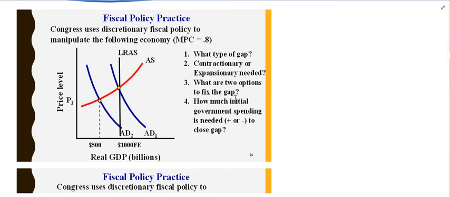So let's say that Congress uses discretionary fiscal policy to manipulate the following economy. The MPC is 0.8. Okay, so the first thing that it asks us here is what type of gap. So there's a process to this. So let's look at the type of gap. Number one says, what type of gap? What type of gap do you think we have? If you said we have a recessionary gap because we're only producing 500 billion, right, when we should be producing a trillion, you would be correct. So this answer is recessionary.